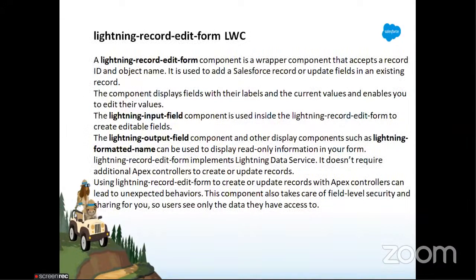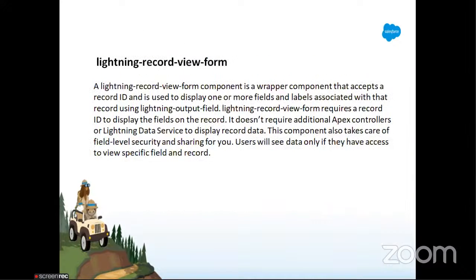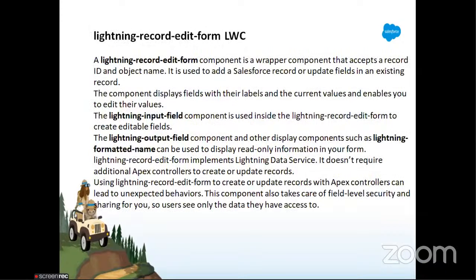The second thing, Lightning record edit form. That was Lightning record view form. Similarly, we have Lightning record edit form. Now, this is also a component. It is a wrapper component that accepts a record ID and the object name. It is used to add a Salesforce record or update fields in an existing record. That means we can view as well as edit, or you can say update, the fields.